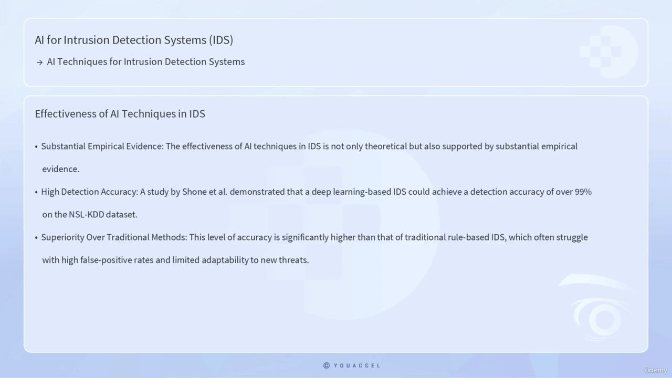The effectiveness of AI techniques in IDS is not only theoretical, but also supported by substantial empirical evidence. For instance, a study by Schoen et al. demonstrated that a deep learning-based IDS could achieve a detection accuracy of over 99% on the NSL-KDD dataset, a widely used benchmark in intrusion detection research. This level of accuracy is significantly higher than that of traditional rule-based IDS, which often struggle with high false positive rates and limited adaptability to new threats.